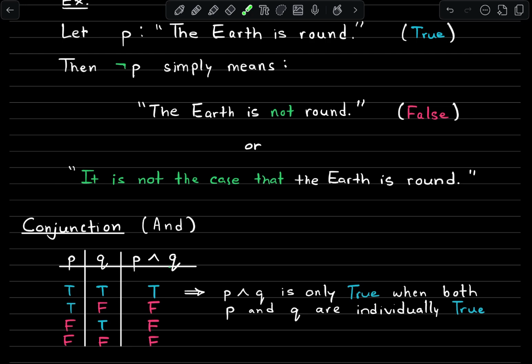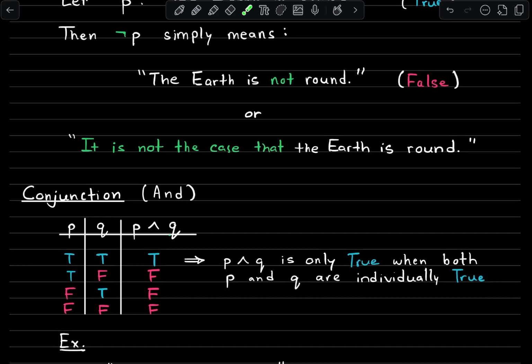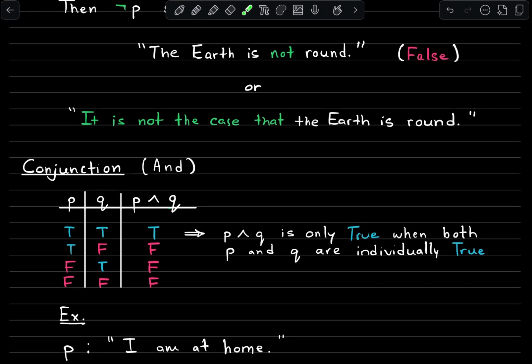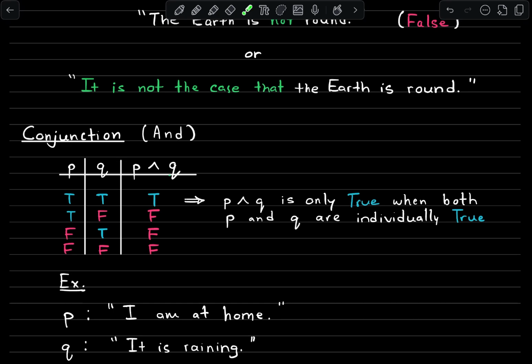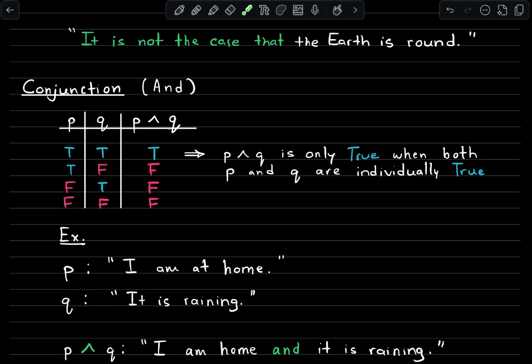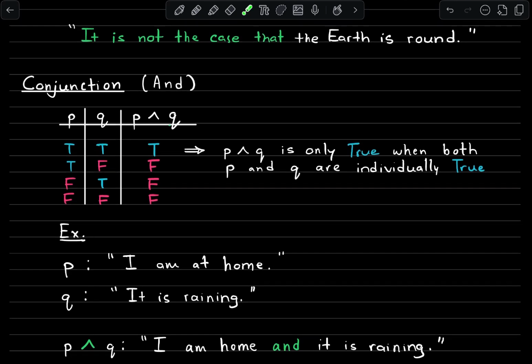Okay, we're going to see an example in a second. And in all of these other cases, when P is true but Q is false, P and Q is false. If P is false but Q is true, again, the combination of them is false. And if they're both false to start off with, then certainly P and Q is going to be false. So what does an example look like? You might define P as the statement, I am at home. Q as, it is raining. Okay, so their conjunction is going to simply be, I am at home and it is raining.